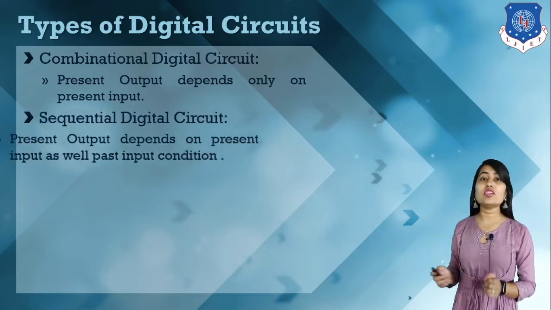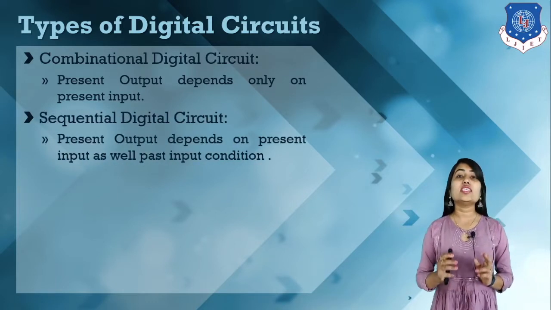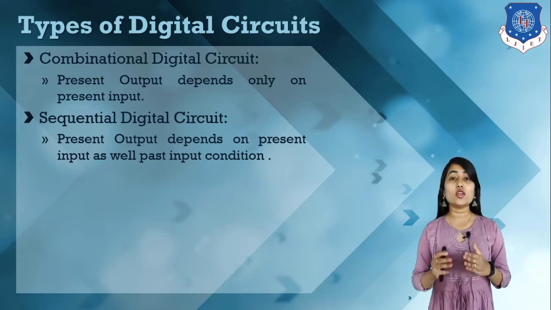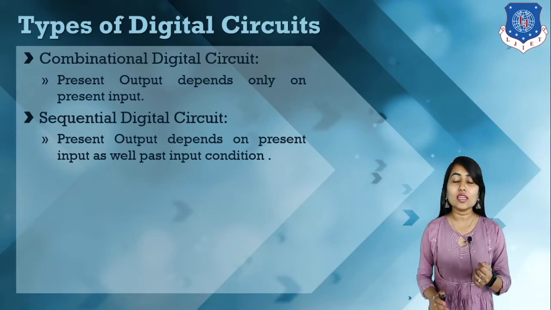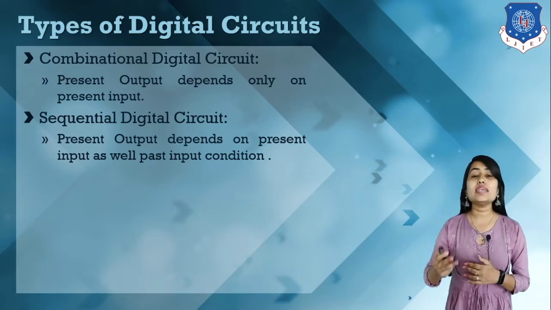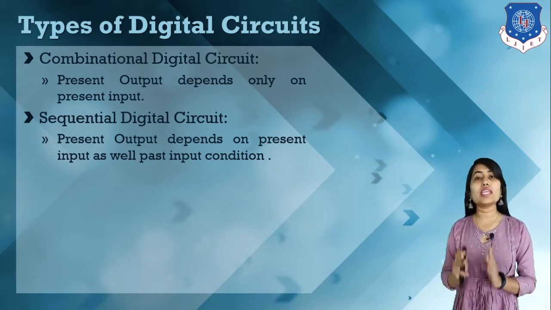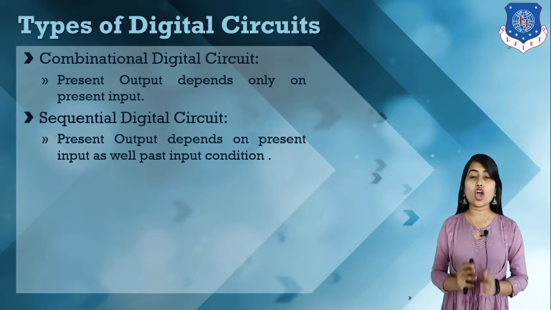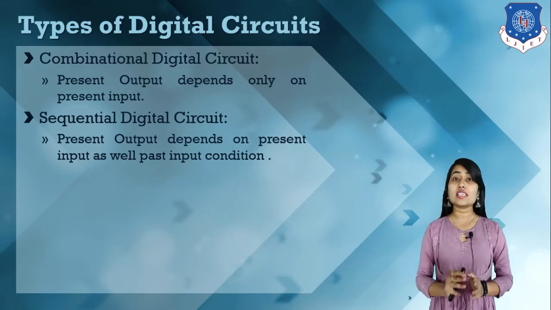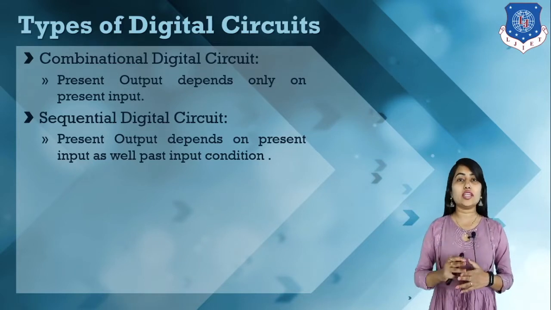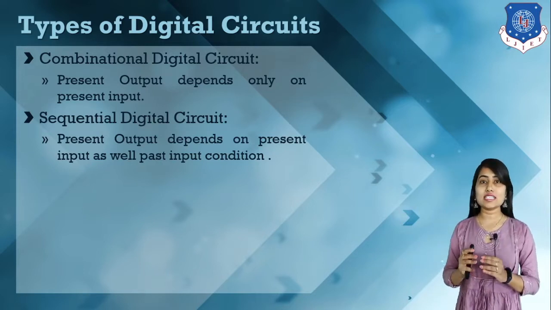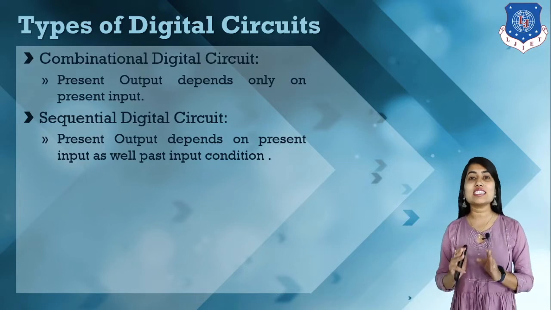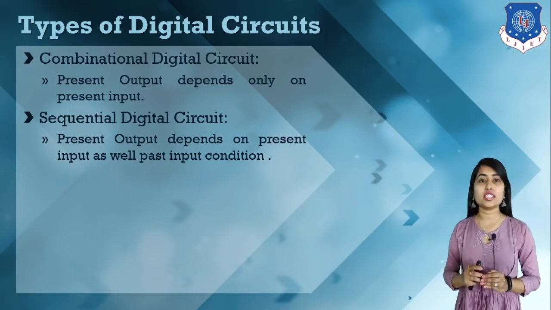Next we have a sequential digital circuit. This sequential digital circuit means present output depends on present input as well as past input conditions. So here we have two types of digital circuit. First, combinational digital circuit, and second, sequential digital circuit.